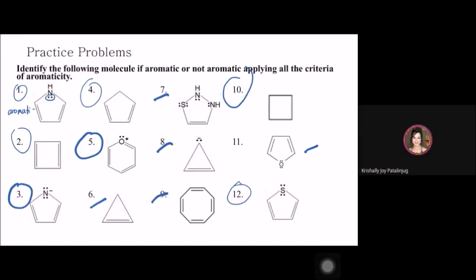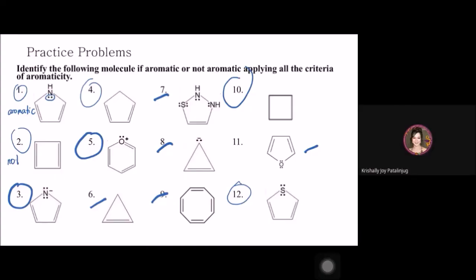Okay, number 2. How many pi electrons? 4. Okay, so when it is 4, do you think it is aromatic or not? Try to compute 4n plus 2. With 4, do you get a whole number? Yes, so not aromatic.